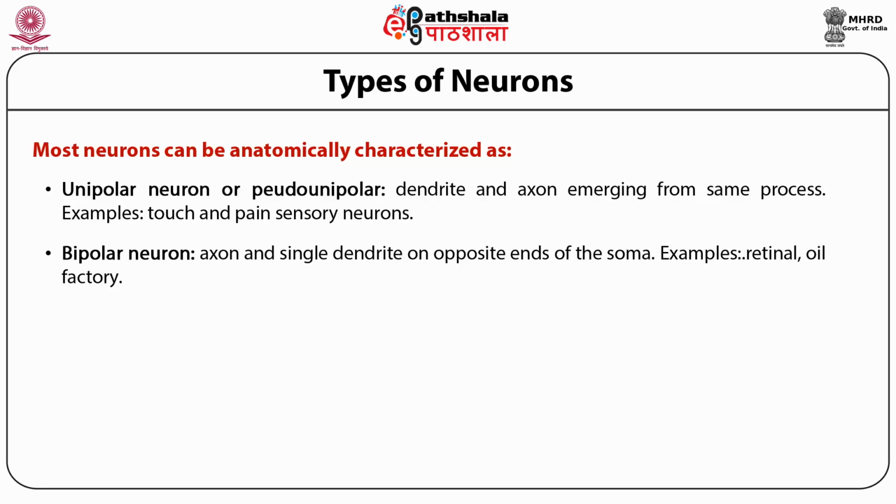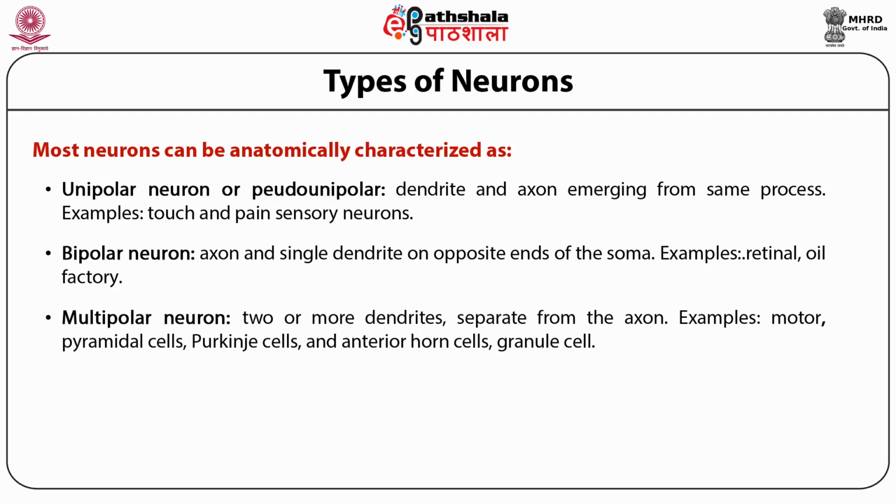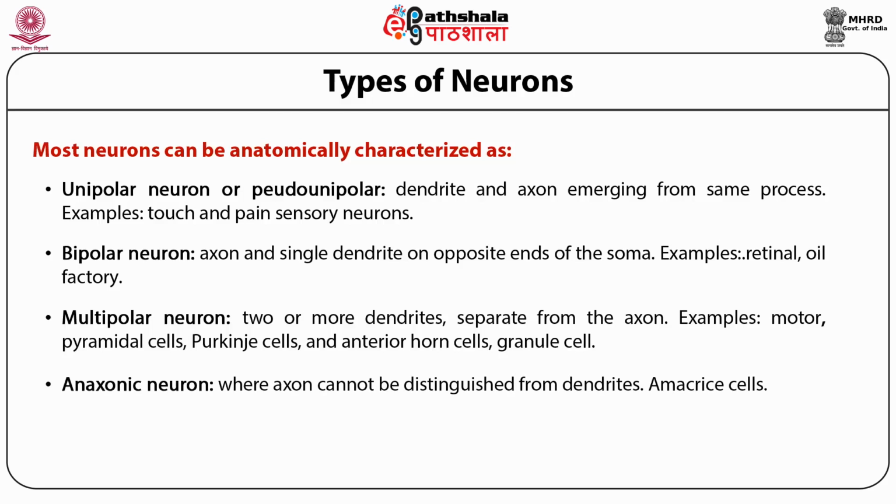The next category is multipolar neurons. In these, 2 or more dendrites separate from the axon. The examples are motor, pyramidal cells, Purkinje cells, or granular cells. The next one is anaxonic neurons, where axon cannot be distinguished from dendrites.